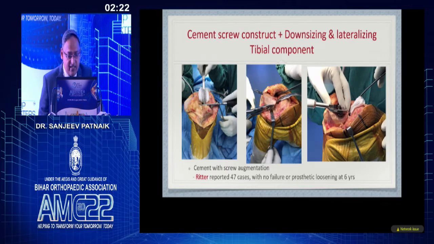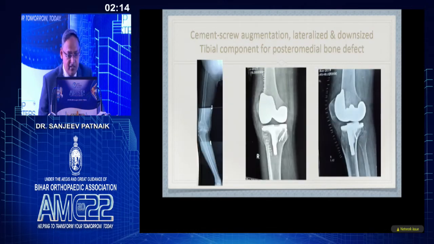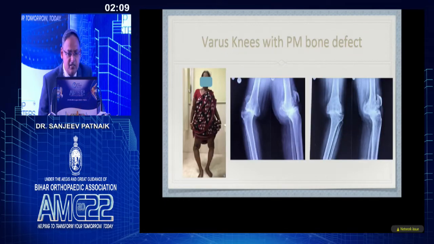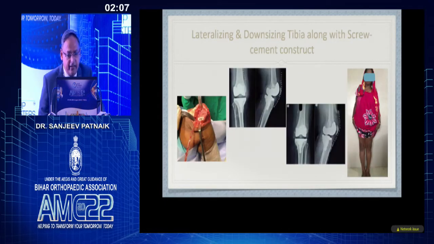Now these are some examples where a cement screw construct is used, with downsizing of the implant and lateralizing of the tibial component. Now these are the examples in such a grotesque deformity. You can get away. This is again a posteromedial defect, well corrected by using cement and screw construct in the tibia.